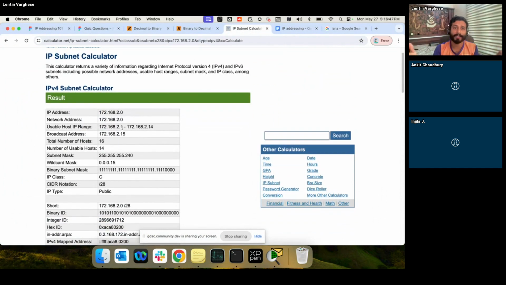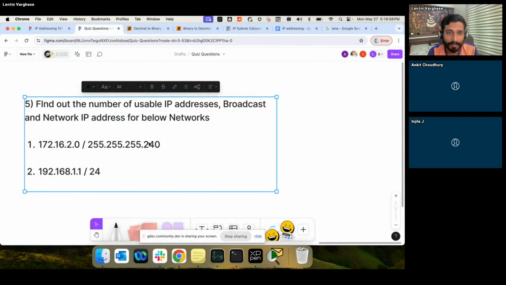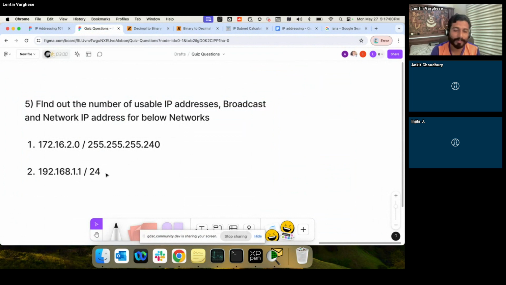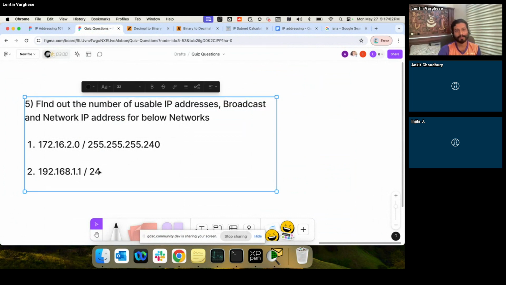So the right answer: 2.1, first usable IP address 2.14. 2.15, the broadcast IP address. 2.0 is the network IP address. Let's try the last one. I gave a CIDR notation here, but you should be able to figure out the subnet mask with the /24. The second question, by the way.